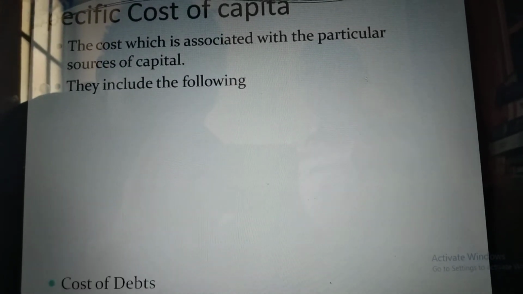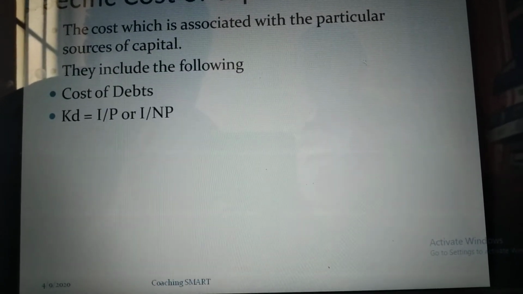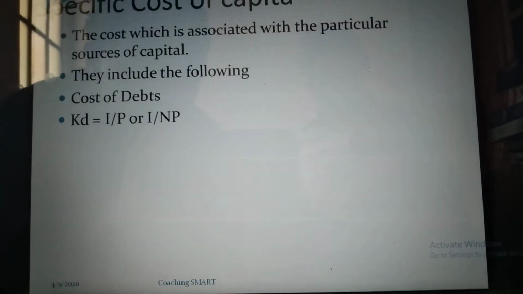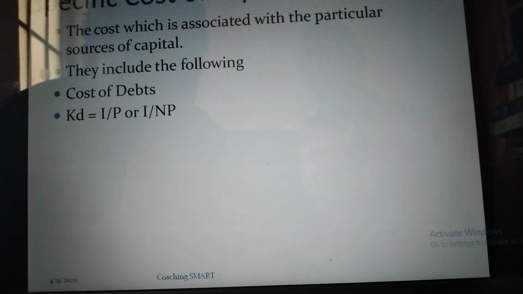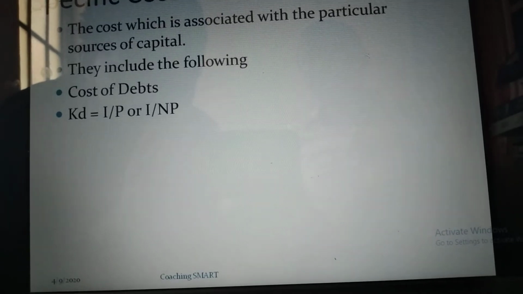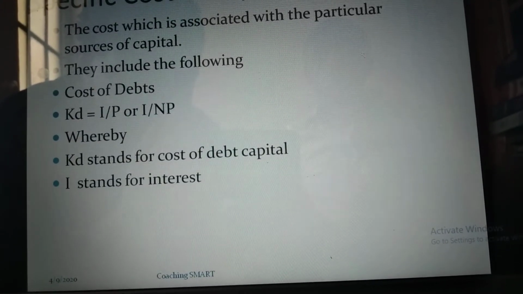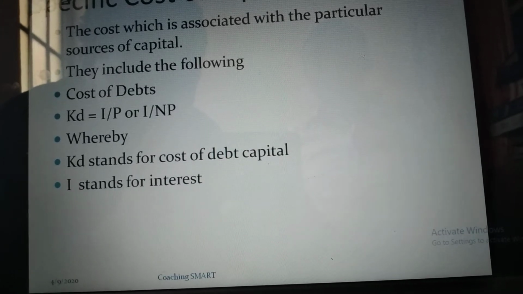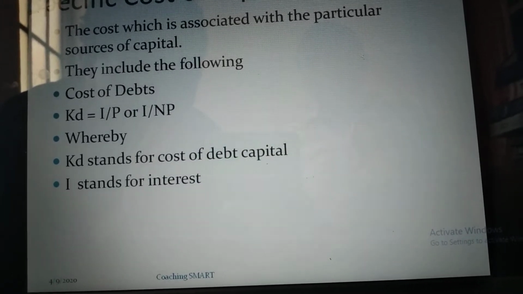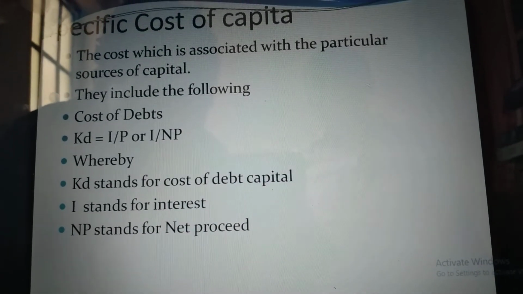They include the following. One, cost of debts. How do you get the cost of debts? You say KD = I / P, or I / NP, whereby KD stands for cost of debt capital, I stands for interest, NP stands for net proceed.